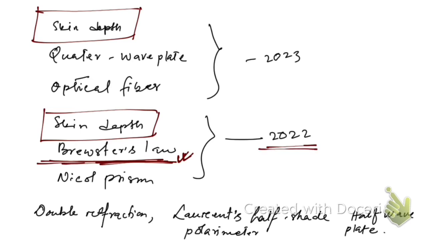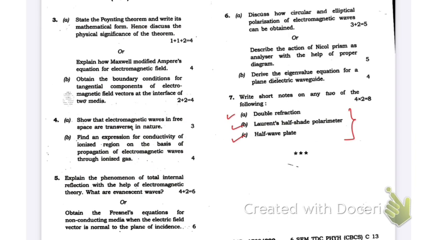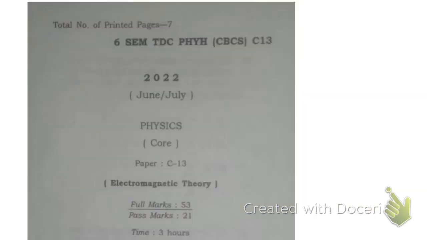Now on the same topics you may also have different questions. Let me check here. This is the 2024 paper. Here we have a question on the nickel prism. Now in 2022, you can see in this paper, this same topic was given as short notes.